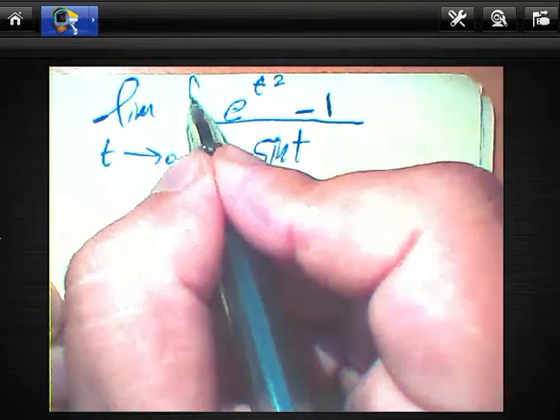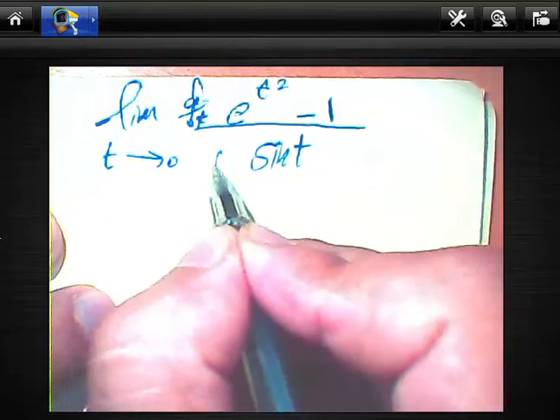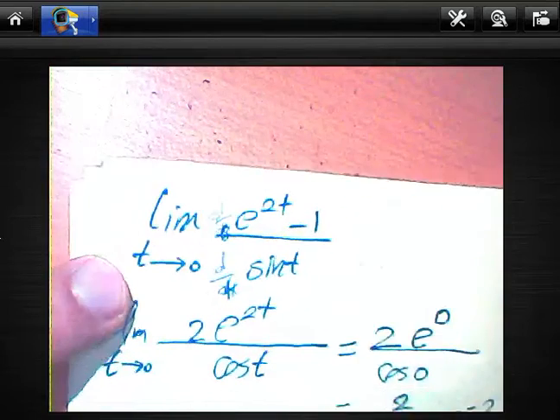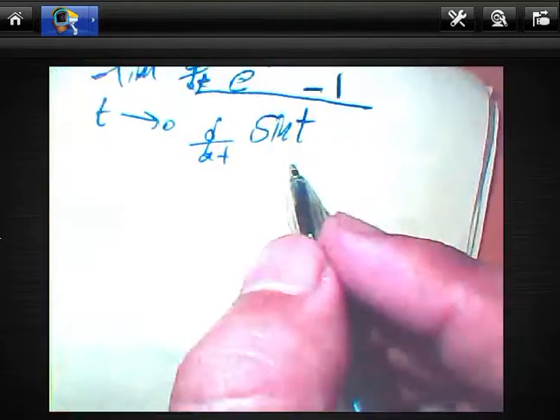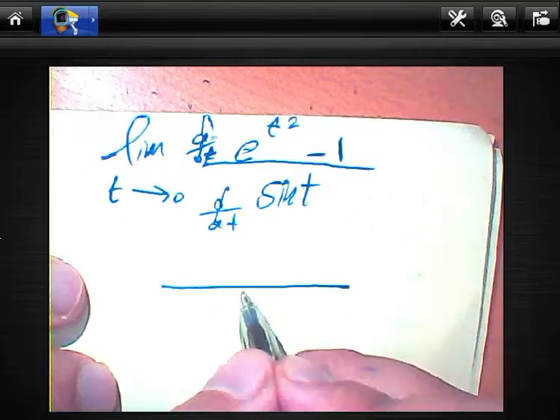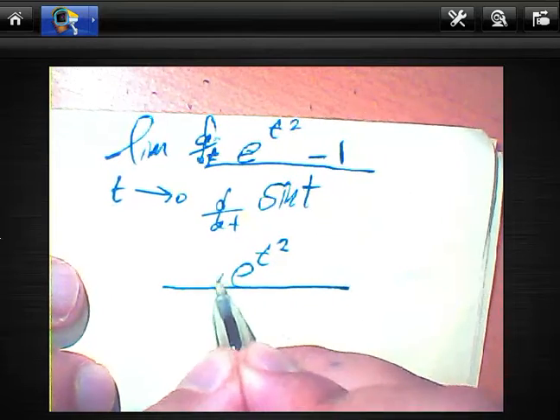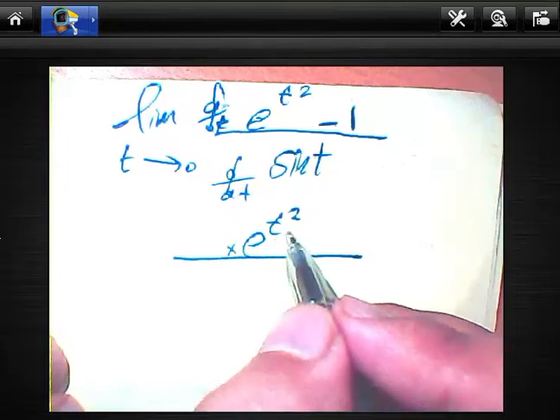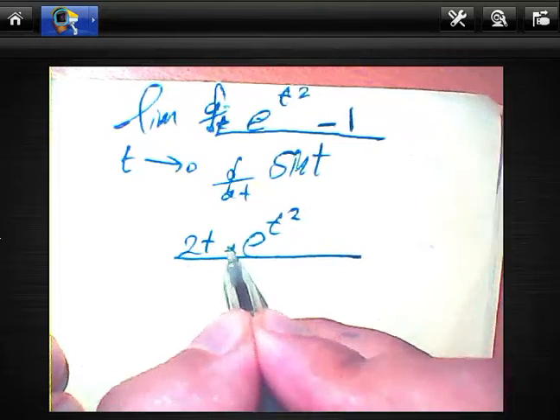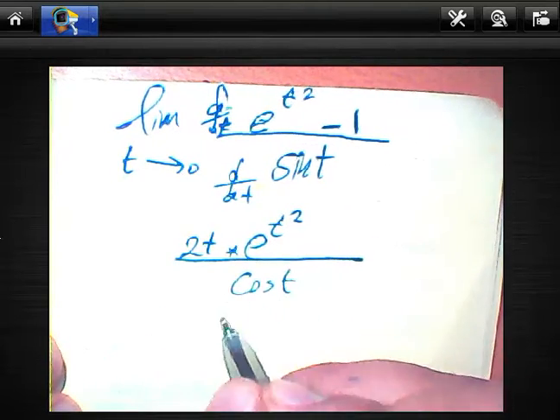We can find the derivative of the numerator and denominator with respect to t, because t approaches 0. In this example, we can write the term e power t power 2 multiplied by the derivative of the exponent, which will be 2t. The derivative of negative 1 equals 0, and the derivative of sine will be cosine t.